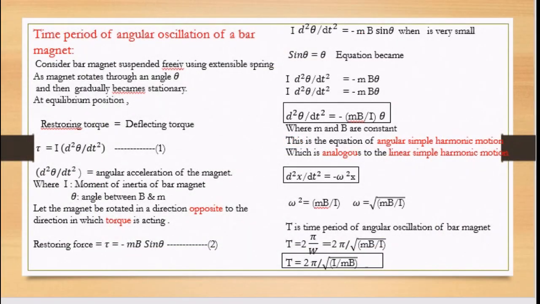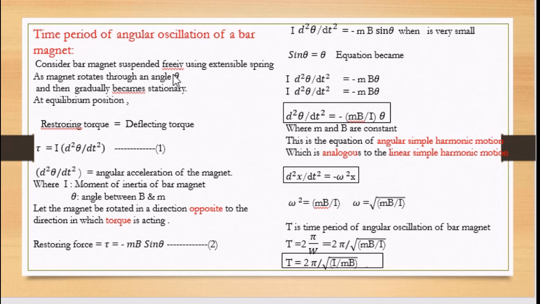Hello students, let us study the time period of angular oscillation of a bar magnet. For this, consider a bar magnet suspended freely using an extensible spring. Whenever the bar magnet rotates, it makes an angle theta. It will rotate by an angle theta. Gradually, as time increases, it will become stationary.